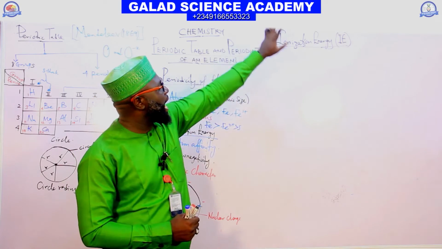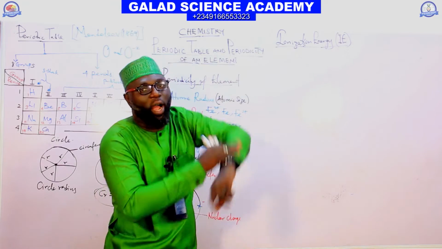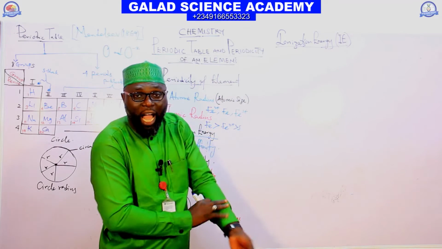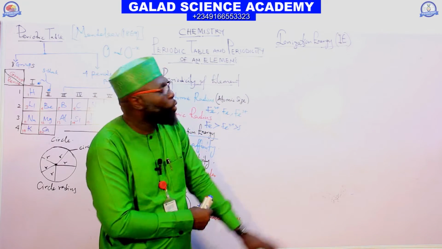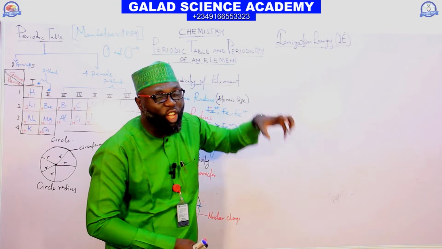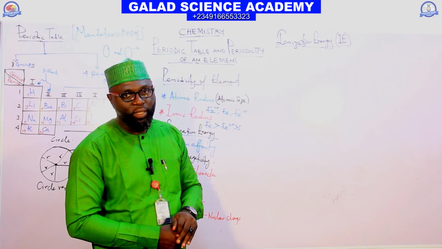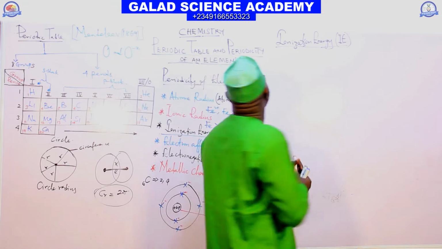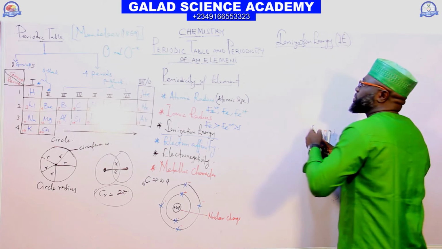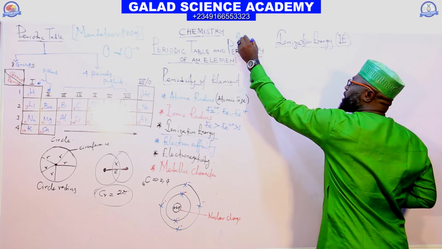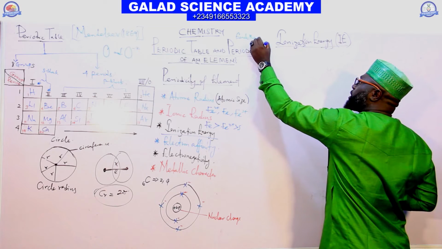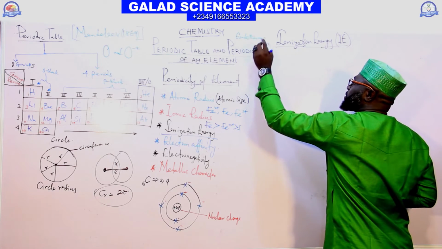The minimum amount of energy required to remove 1 mole of electron from the gaseous atom is called ionization energy. And this ionization energy is an endothermic reaction.